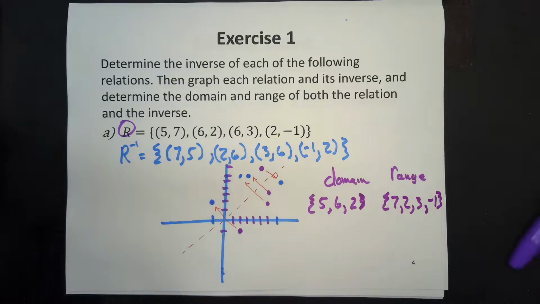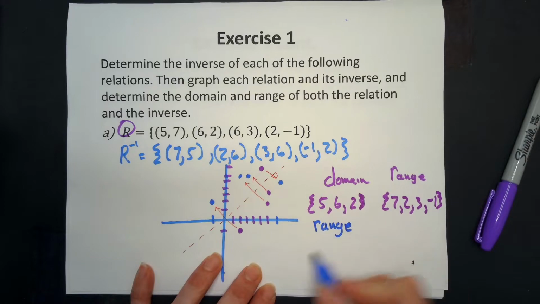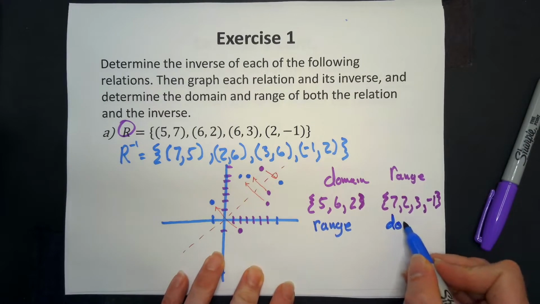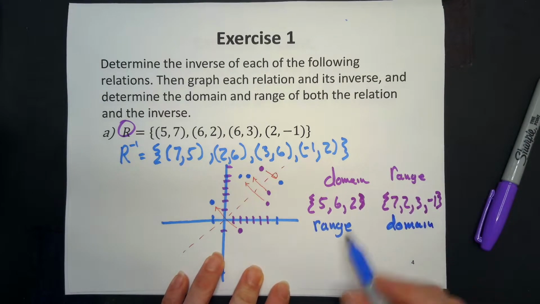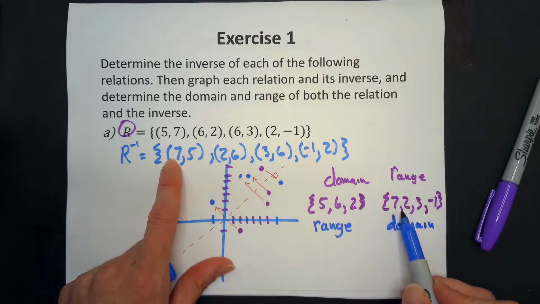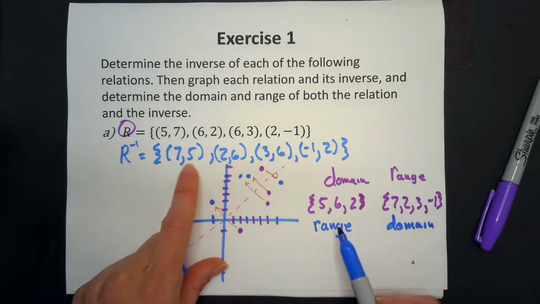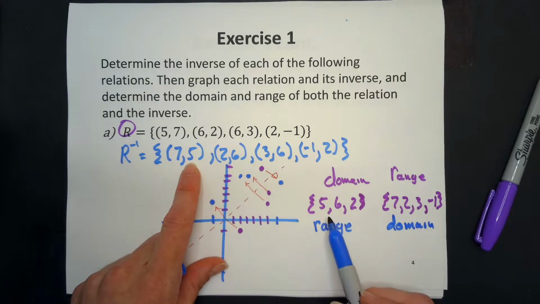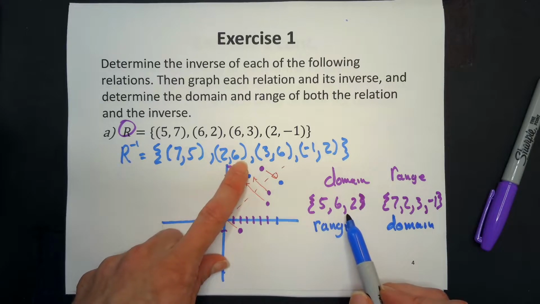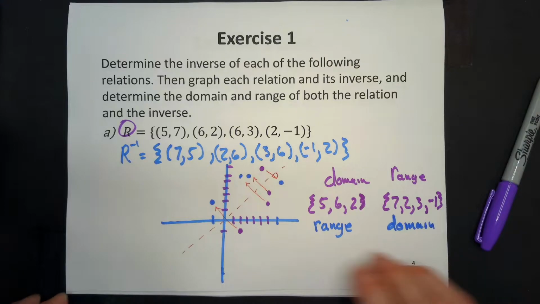And all we have to do is switch our domain and the range. So this is our range of our inverse, and this is the domain of our inverse. So we just switch them. So the domain is now 7, 2, 3, -1. And the range is now 5, 6, and 6 happens twice, and then 2. So we just switch our domain and our range.